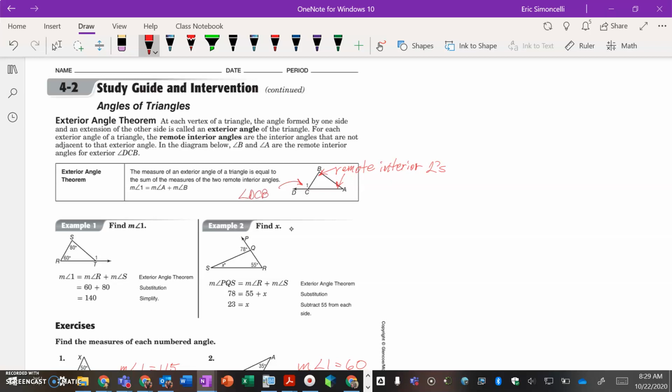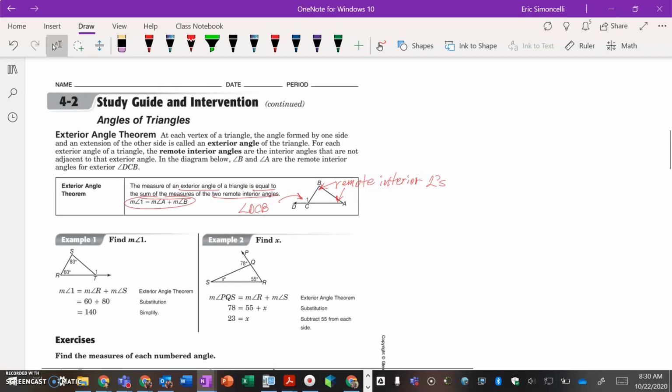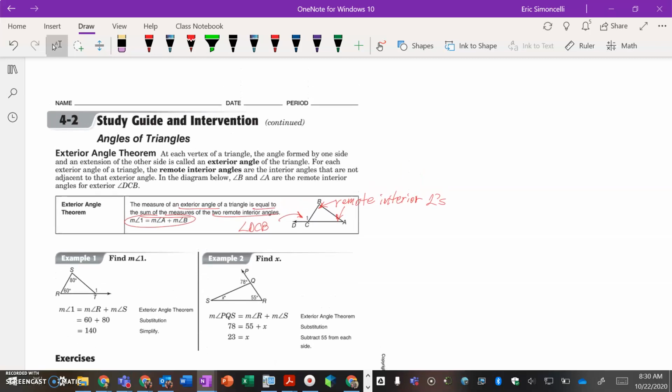Here's the cool thing about all of these angles in context. The measure of an exterior angle of a triangle is equal to the sum of the measures of the two remote interior angles. In other words, angle 1 in the picture is equal to angle A plus angle B. It's a quite nice theorem, and you'll see in examples 1 and 2 how nicely it unfolds. So find the measure of angle 1 in the picture. You've got triangle RST with an exterior angle there as angle 1.